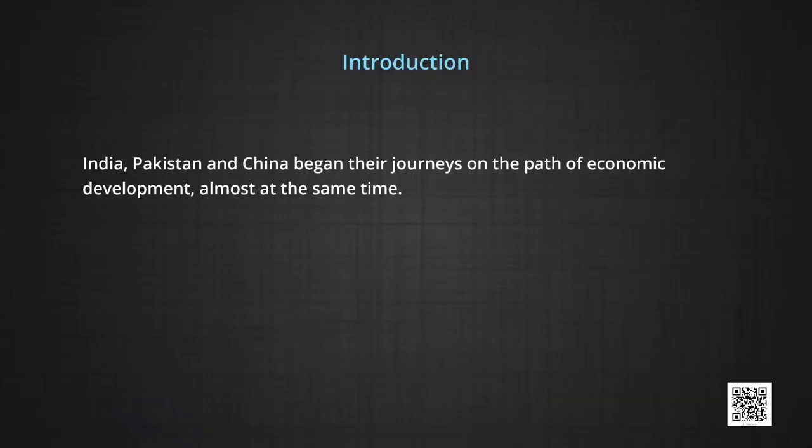During these decades, concerted efforts were made by various governments in India, China and Pakistan to bring these countries at par with development taking place across the world. These nations are divided by geographical boundaries, though they have cultural similarities. India, Pakistan, and China began their journeys on the path of economic development almost at the same time.